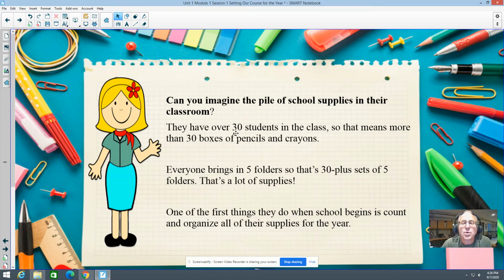She has over 30 kids in her class. So let's just pretend 30 kids in a class. It's a nice number to work with, 30. So that means more than 30 boxes of pencils and crayons. She had a lot of supplies in that class, right? Everyone brings in 5 folders, so that's 30 sets of 5 folders. So it's 30 kids, each one bringing in 5. That's a lot of supplies. So what she's going to do is count them to make sure it's all right. Most teachers wouldn't count them, but this teacher's going to.